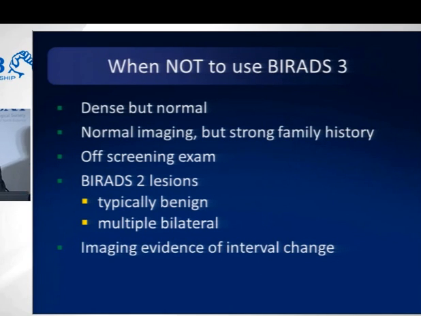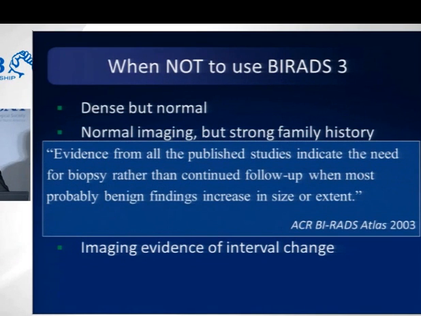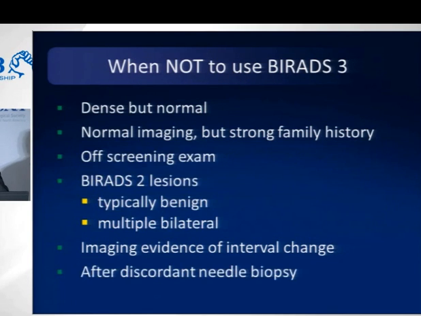When else should we not use probably benign? If there is imaging evidence of interval change, so you get old films, the patients had prior studies, and the lesion is new or increasing. Again, from the BI-RADS manual, evidence from all the published studies indicate the need for biopsy rather than continued follow-up when most probably benign findings increase in size or extent. So again, pretty clear that those are the rules.